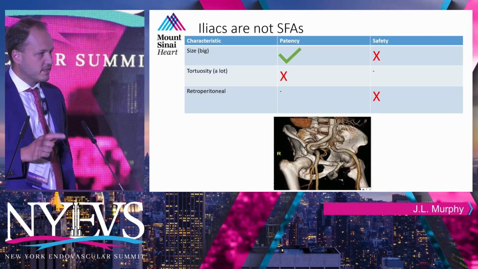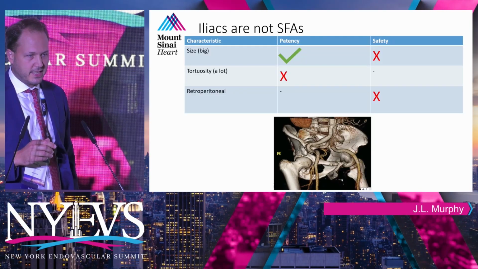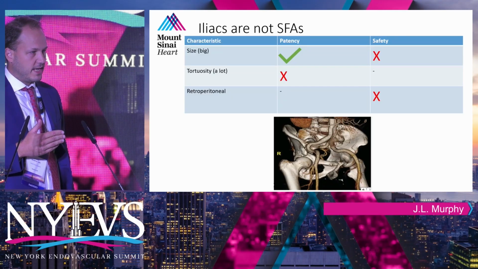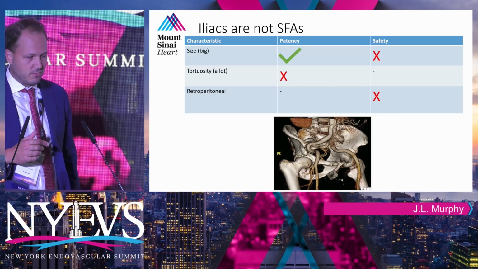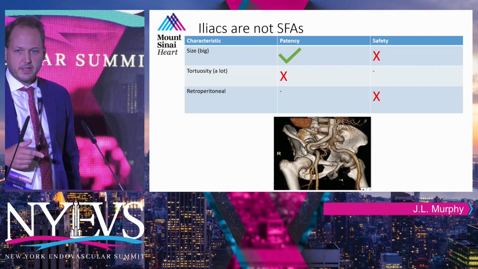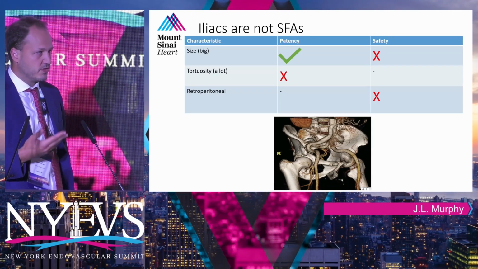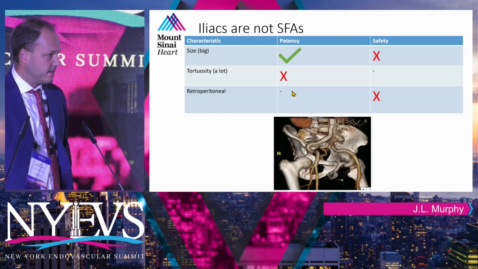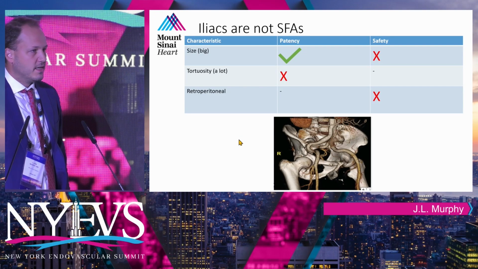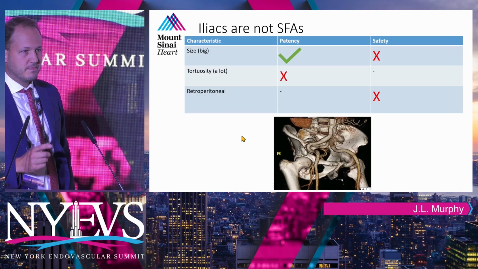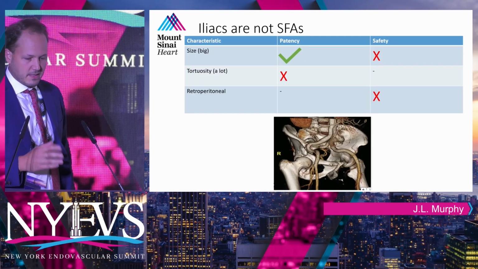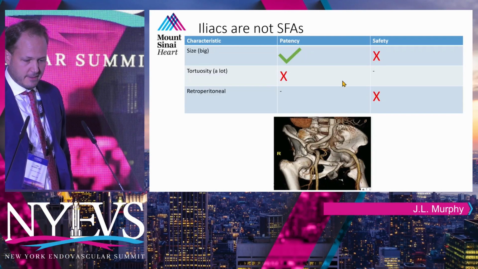They are very tortuous, and sometimes we sort of forget this when we're just looking at an AP DSA. There's a lot of three-dimensional curvature of the iliacs that we're going to have to contend with, and we're going to have to keep that in mind when we're deciding about conformability of our destination therapies, either balloons or stents. And then obviously they are retroperitoneal, which is a big issue for safety, so we always got to be careful, especially when we're thinking about our adjunctive therapies. Some things that we may be able to push in the SFAs and below the knee really are probably not the best choice for the iliacs.